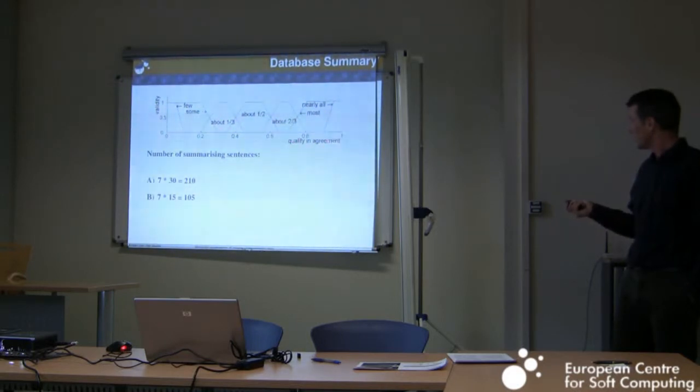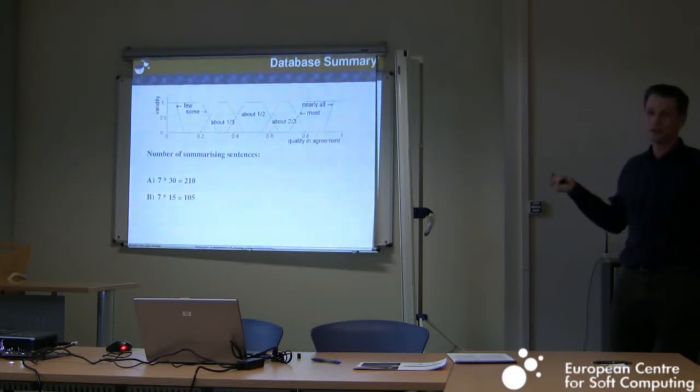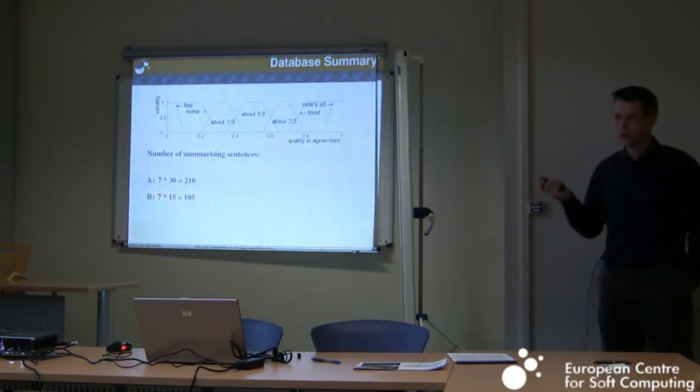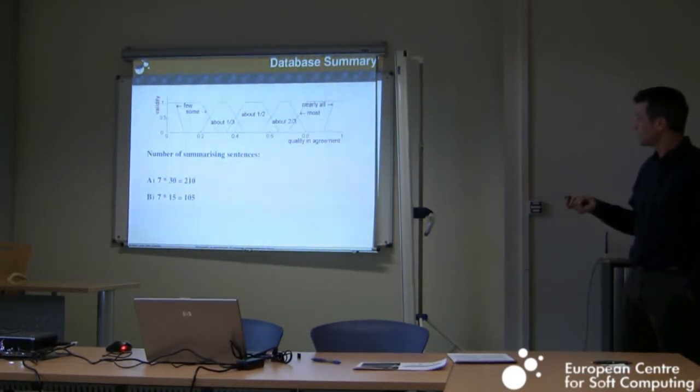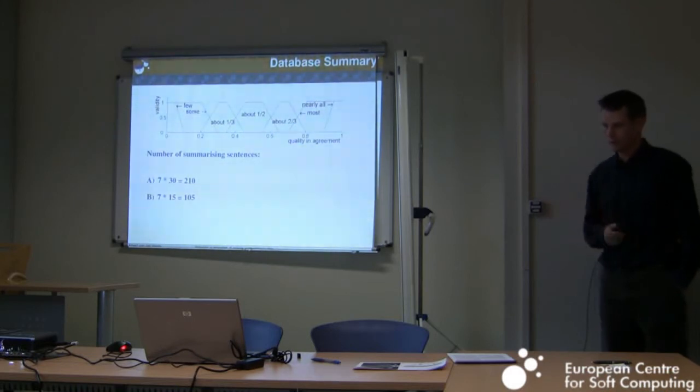If the quality in agreement is near 1, then you could say that nearly all of the days your consumption is high, or whatever sentence you have. And if it is near 0, then few, and all the other labels follow similarly.